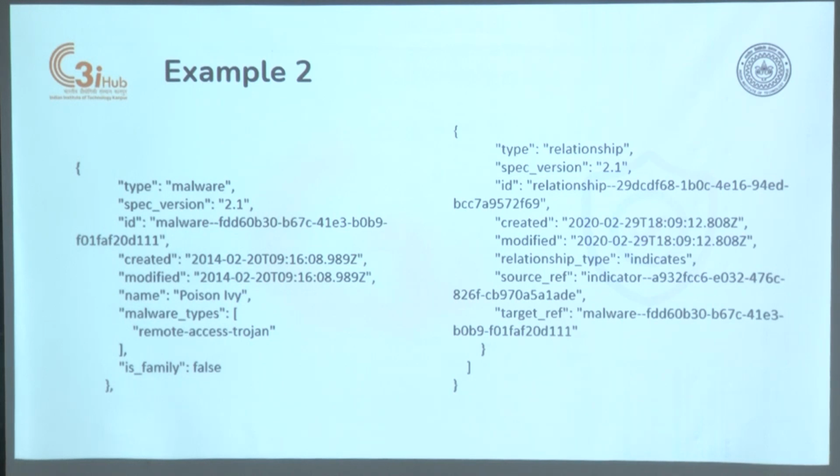So, the malware name is poison ivy, it is a remote access trojan, it is not a family, it is just a single special case. Now, a relationship object relates this malware to that indicator. So, it says indicates: the hash that we saw indicates the presence of this malware. So, this is the relationship. Now the entire bundle completes. So, this is a small example.